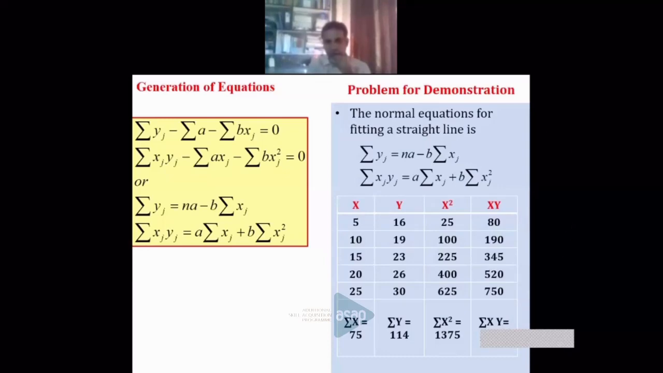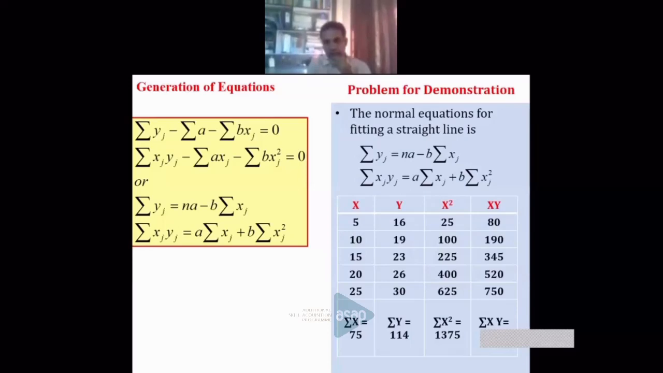So substitute here, 25. Sigma xi, xj, yj. You get some here, xj, yj. The term answers these values are, let's say, on the next screen. X squared should be 25 plus 100 plus 225 plus 400. Okay, you get x squared: 25, 100, 225, 400.